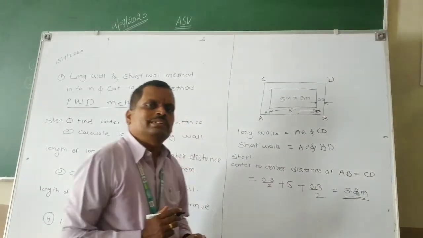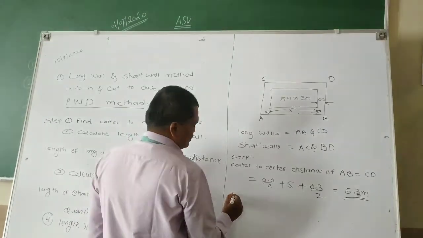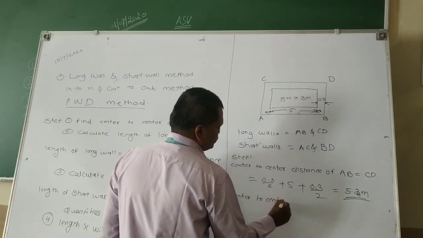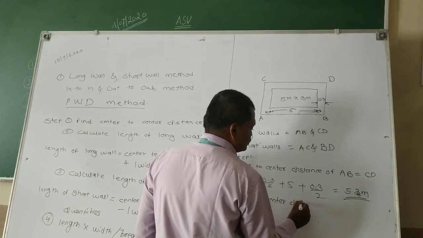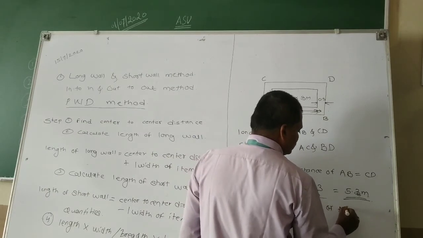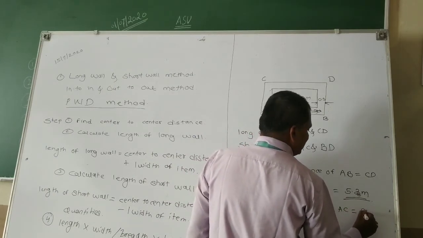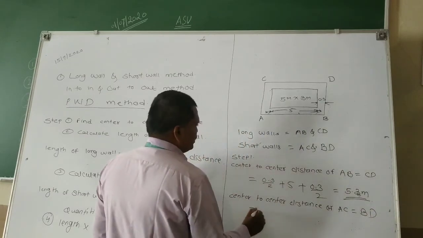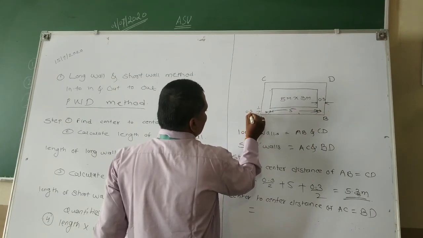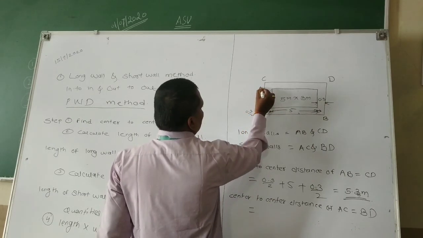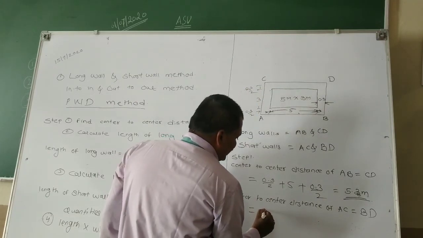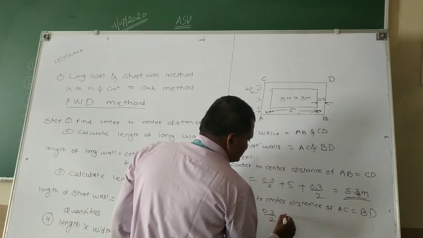So 0.3/2 plus 5 plus again 0.3/2 will be 5.3 meter. In the same way, again center to center distance of AC equals BD equals how much? Here again 0.3 by 2 plus 3 meter plus again 0.3 by 2, so here 0.3 by 2 plus 3.